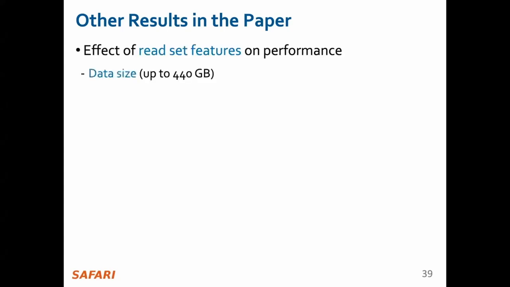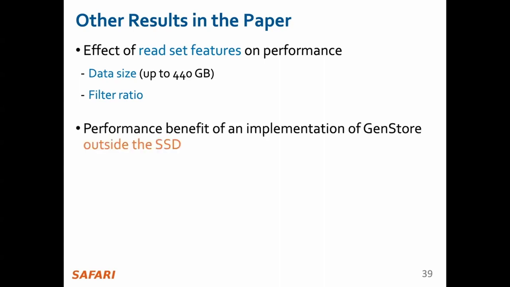So let me briefly talk about some other results that are included in the paper before concluding this talk. These include the following. We analyze the effect of read set features on performance. We scale up the data sizes to up to 440 gigabytes, and vary the filter ratio, which is the ratio of reads that will be filtered. We discussed some examples here, but in the paper we discuss a wider range of read filtering ratios for different types of reads and different read mapping use cases.